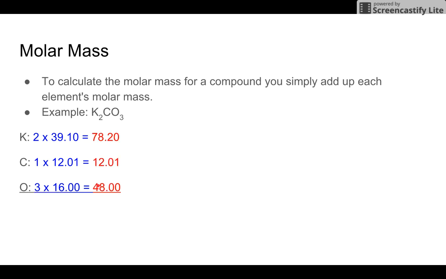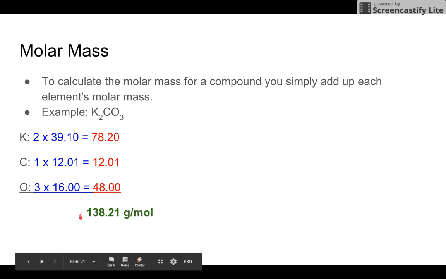If we do the math, these are the parts that we get. And then we add those three values in red together to get 138.21 grams per mole. And that's the final answer. This is the molar mass of potassium carbonate.